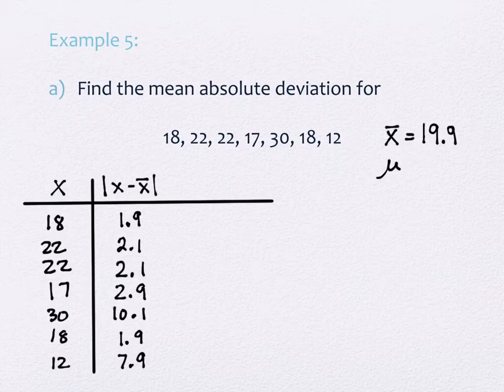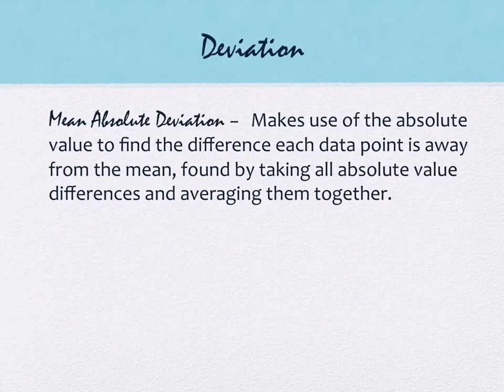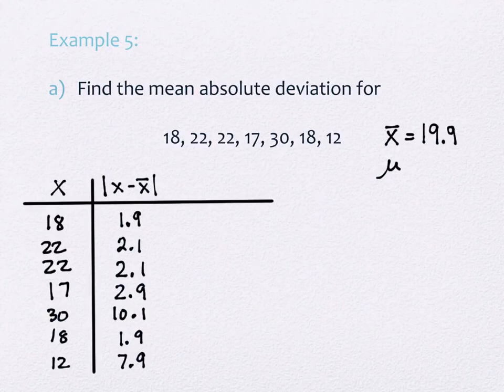Okay, so we found the absolute value of all the distances or the differences. And then it says that we're supposed to average them together. So you know how to average things. It's the same as finding the mean of something. You add all the values together and divide by your total number of values. So you're going to take all these values and you're going to add them. So you have 1.9 plus 2.1 plus 2.1 plus 2.9 plus 10.1 plus 1.9 plus 7.9. What'd y'all get?